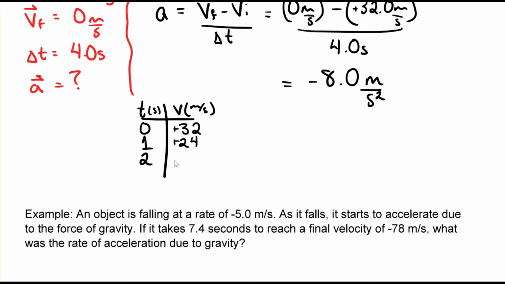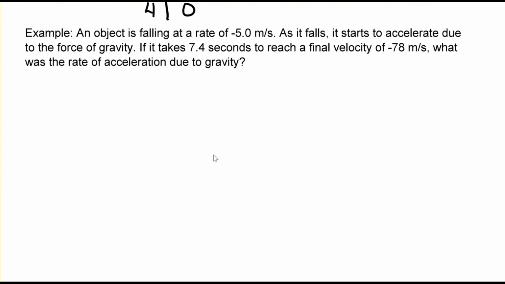After 2 seconds, we're going to lose another 8 meters per second. So that means we're going to be going positive 16 meters per second. After 3 seconds, we're going to be going positive 8 because we lose another 8. And after 4 seconds, we're going to be going 0. Hopefully that makes sense. It took us 4 seconds to come to a complete stop. That's just kind of an explanation. Maybe that's helping you, maybe it's not.